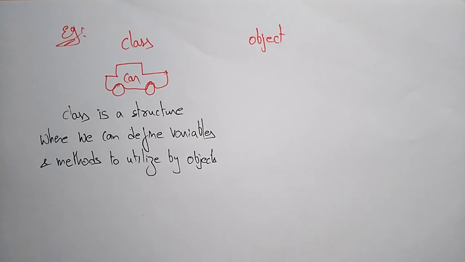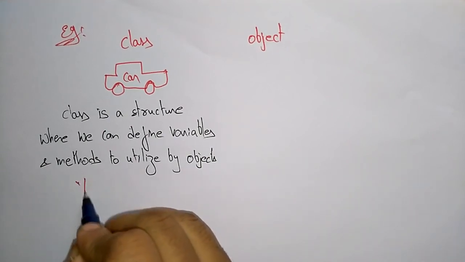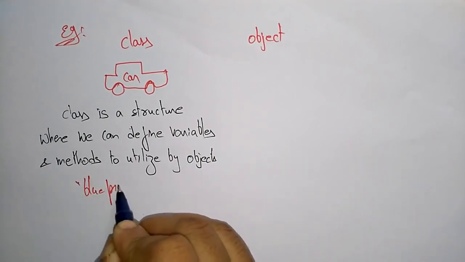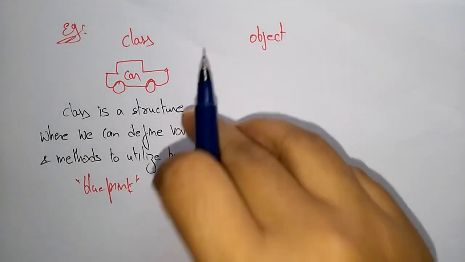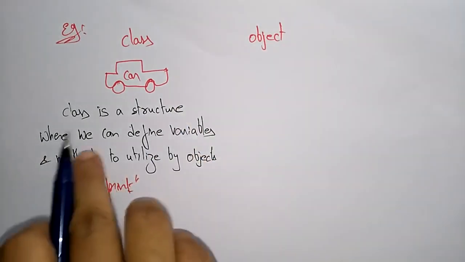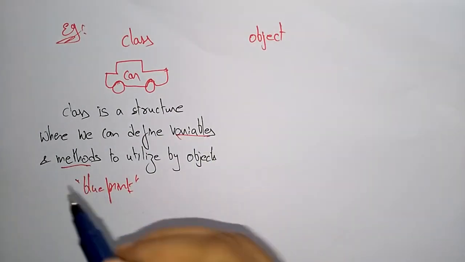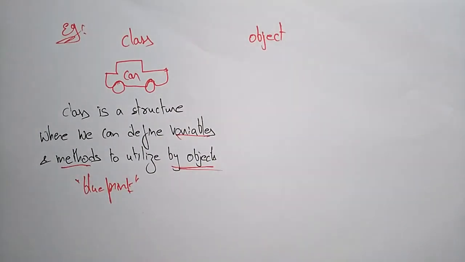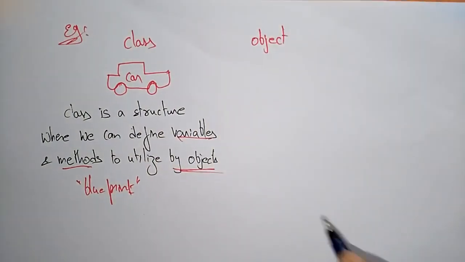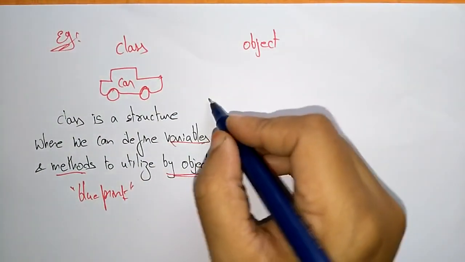It is just a blueprint, or else you can say the class is a blueprint. It is only a structure. In this structure we define the variables and methods. These variables and methods will be utilized by objects. So here this car is a class. Let us take the object. So what is an object?